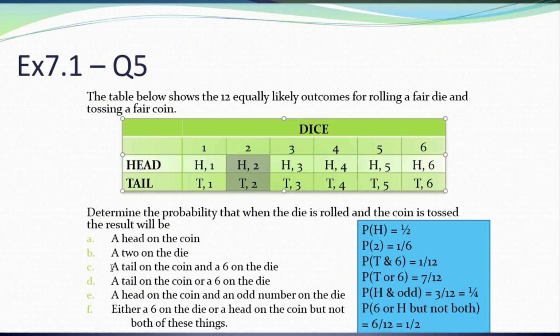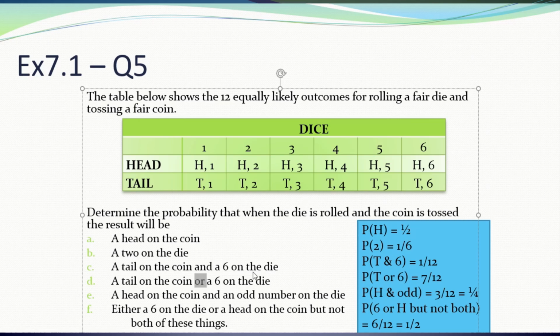A tail on the coin and a 6. So when you see "and", both must be there together. That means it must be a tail and a 6. So a tail and a 6 is 1 out of 12. A tail on the coin or a 6. The big word here is "or". Or means either it's a tail or it's a 6. So that means anything with a tail and anything with a 6 you can accept.